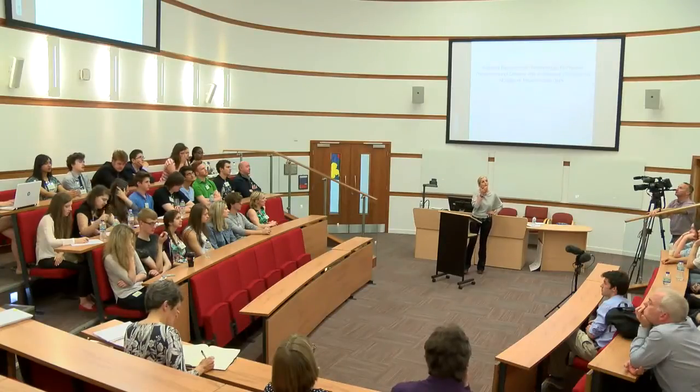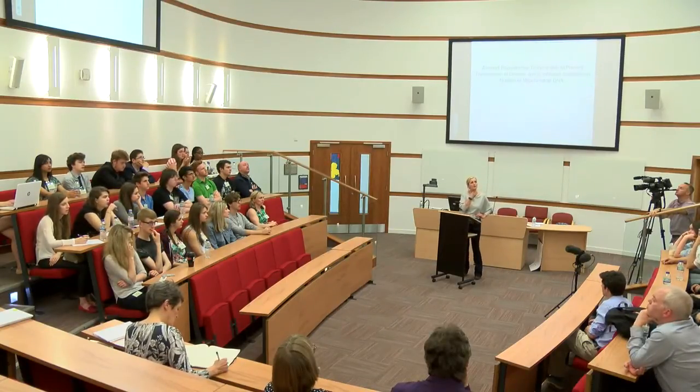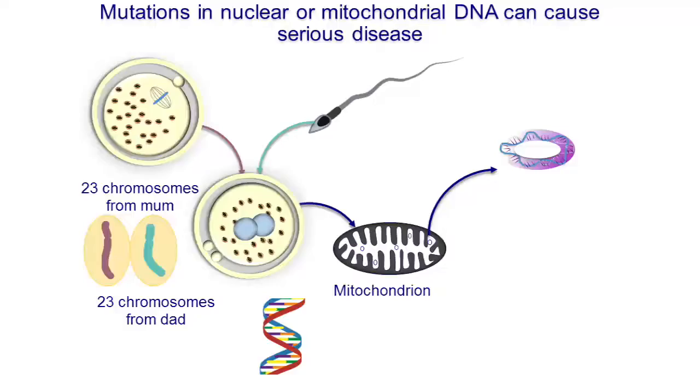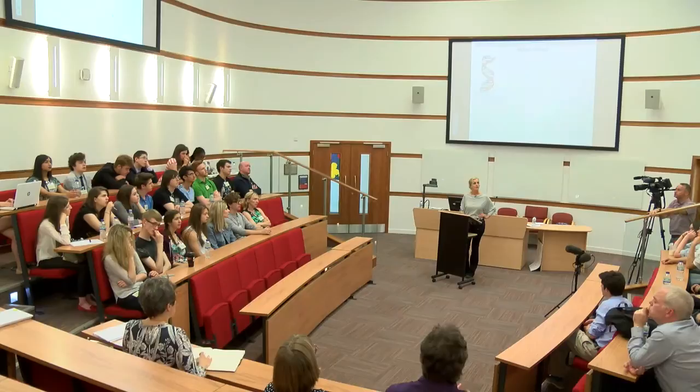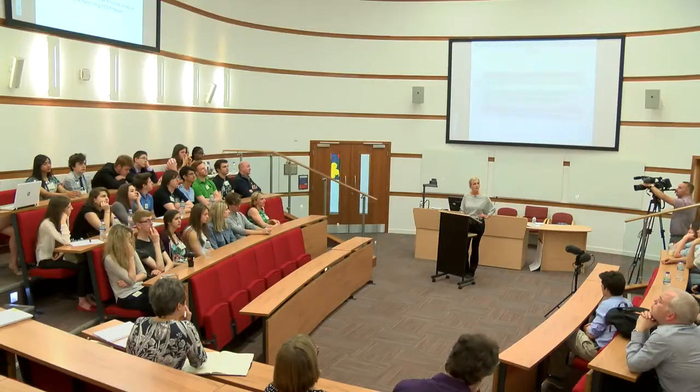Now, having covered normal development, we're going to talk about assisted reproductive technologies to prevent transmission of disease due to inherited mutations in nuclear or mitochondrial DNA. As we heard earlier, if we have mutations in the nuclear DNA or the mitochondrial DNA, there is a risk of serious disease. Nuclear DNA mutations are inherited from both parents, and mutations in mitochondrial DNA are inherited just from our mothers.